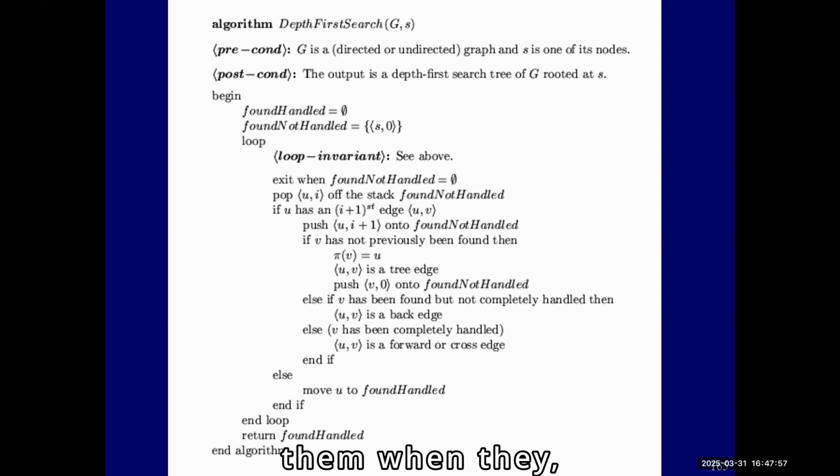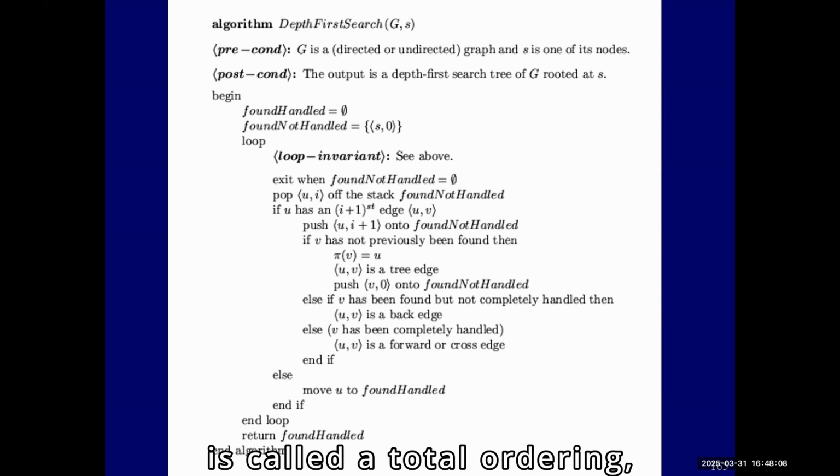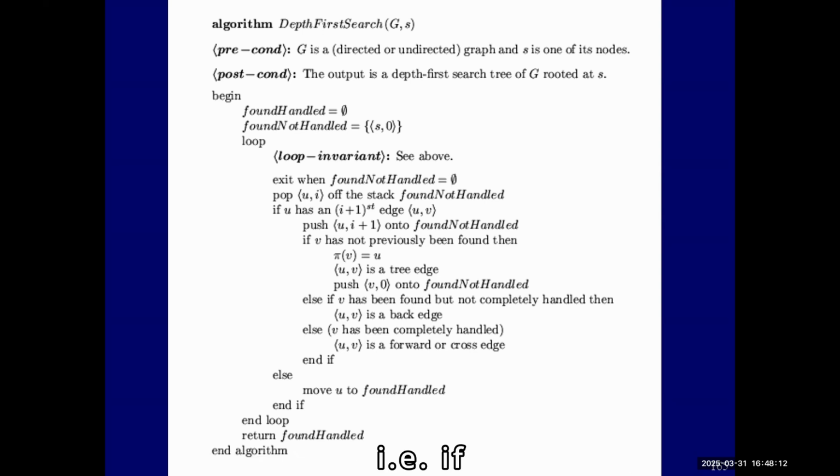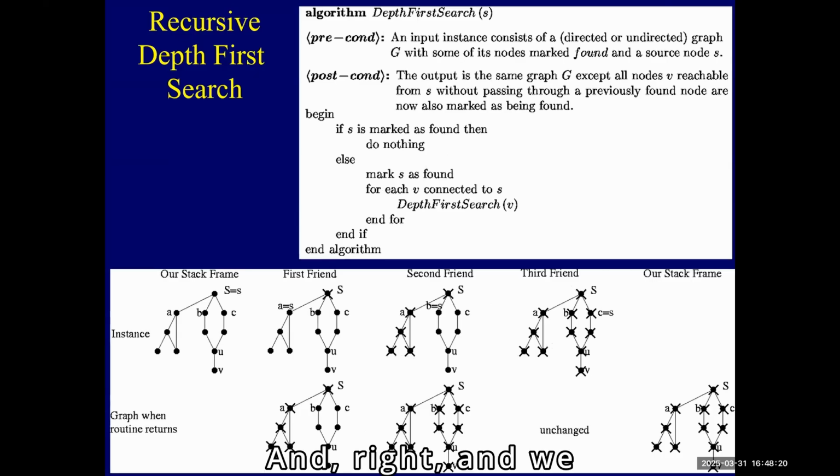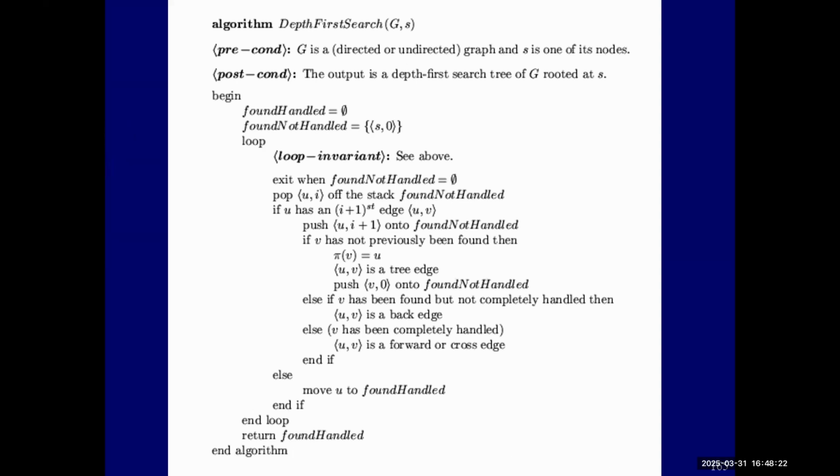One thing we cover in 3101 is if you print them in the order in which you pop them from the stack, then what you get is called a total ordering, i.e. if there's an edge, the one you handle first gets printed before this one. And we might cover that here.